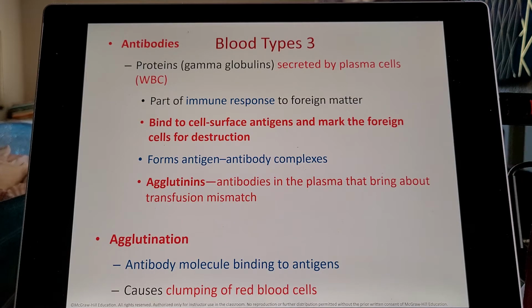So these are the antibodies in the plasma against the other blood types that can form your transfusion reaction, so a mismatch if you get the wrong blood type. So these are going to do your immune response in that situation. So what is that immune response called? It's called agglutination.